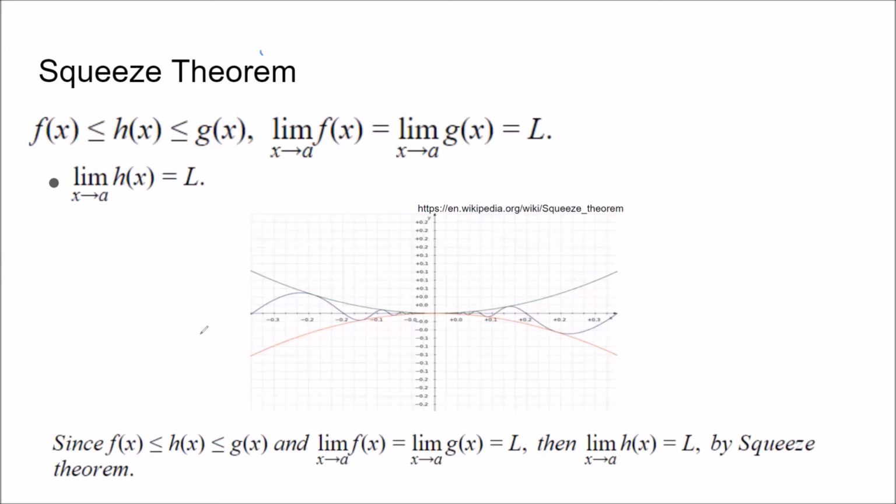And as a proof statement, you must say that since f of x is greater than or equal to h of x, which is less than or equal to g of x, and since the limit of f of x as x approaches a is equal to the limit of g of x as x approaches a, which equals a certain value, then the limit as x approaches a of h of x equals that same value by the squeeze theorem.